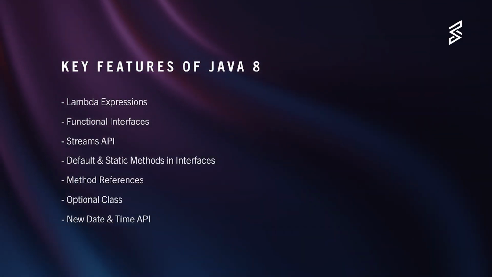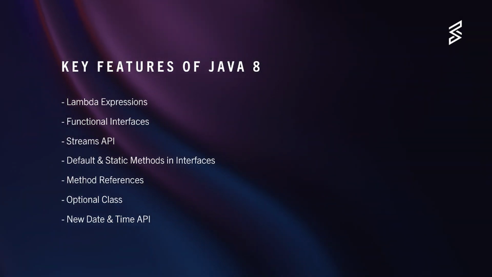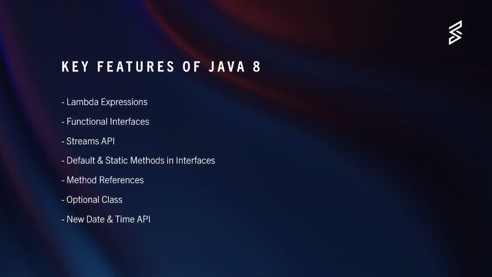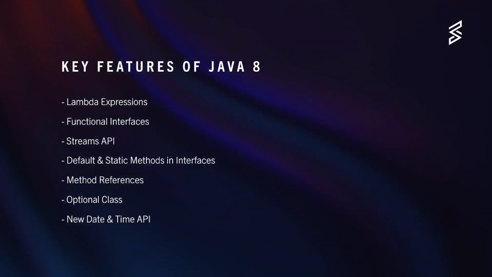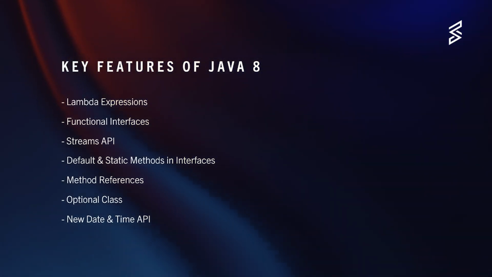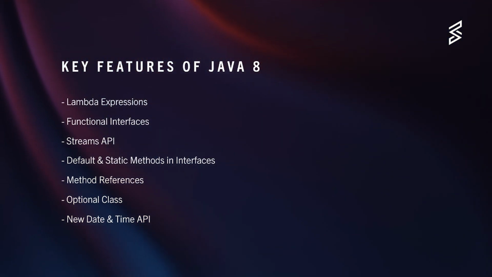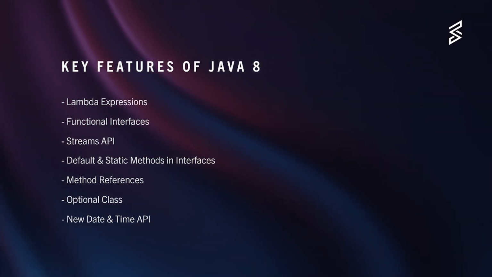The major features introduced in Java 8 include Lambda expressions for functional syntax, functional interfaces to support Lambda expressions, the Streams API for processing collections, default and static methods in interfaces, method references for concise code, the Optional class for handling null values safely, and a modern date and time API.